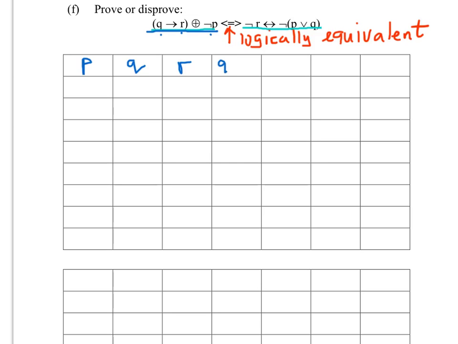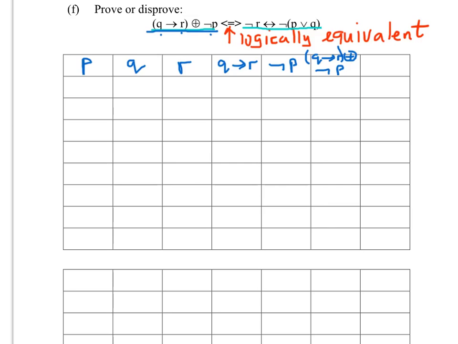So the first part is Q implies R. We're going to have a column for that. The next part is not P. We're going to have a column for that. And then lastly, we have a column for the entire statement. Q implies R, exclusive or, not P. Sorry, it's a little bit squashed.